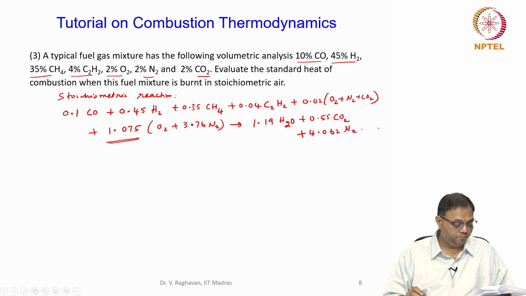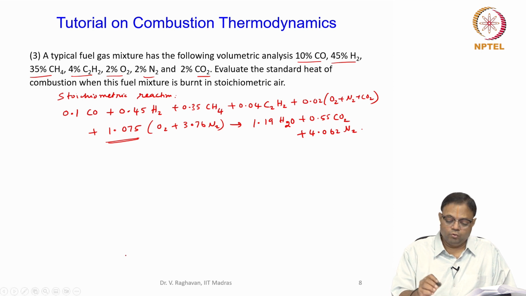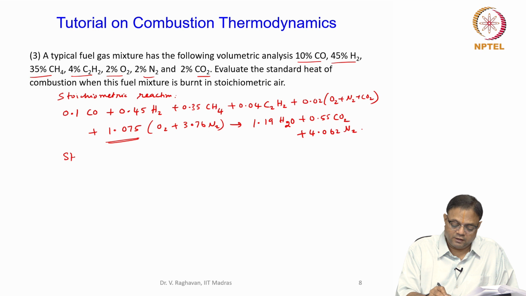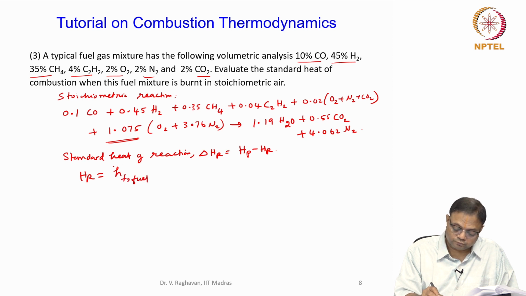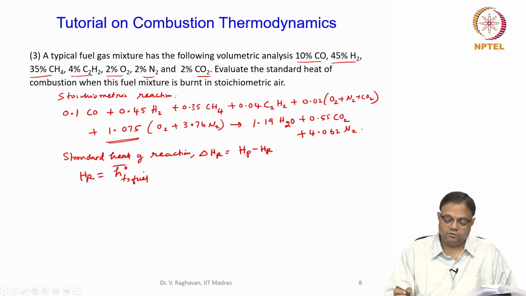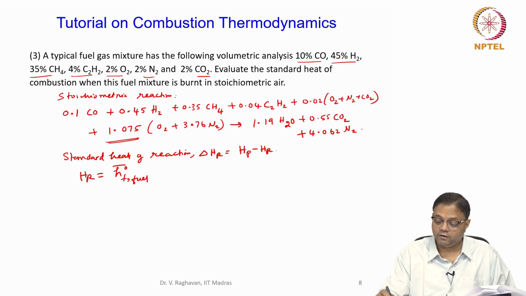This is the equation. So now, how will you calculate the standard heat of reaction? Delta HR equal to HP minus HR. Now HR will be equal to the enthalpy of formation of the fuel, but this is a mixture now, because for the oxygen and nitrogen in the air stream it is 0. Even within the fuel there are some oxygen and nitrogen, and hydrogen is also there.